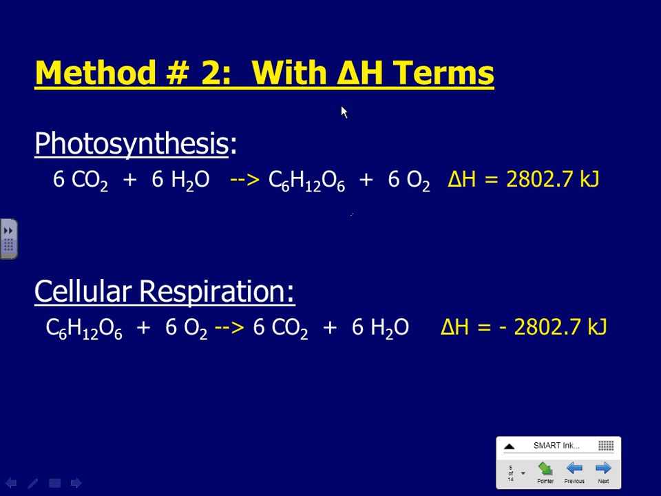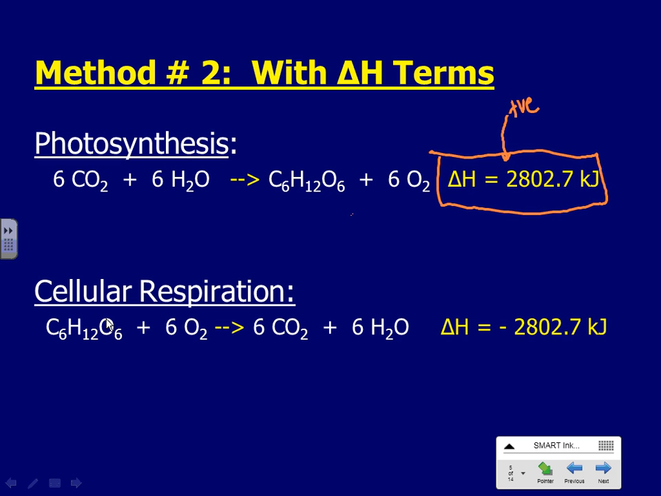Method number 2. We're going to take that energy out of the equation, and we're going to simply put it as a delta H term on the back end. All right, so there you can see I've put that delta H term on the back end. This is separate from the chemical reaction. So here again, we've got our chemical reaction. We write it down, and then we put a delta H value on the end. Again, because it is endothermic, photosynthesis is endothermic, we have a positive delta H, and we don't write the plus in there like we normally don't.